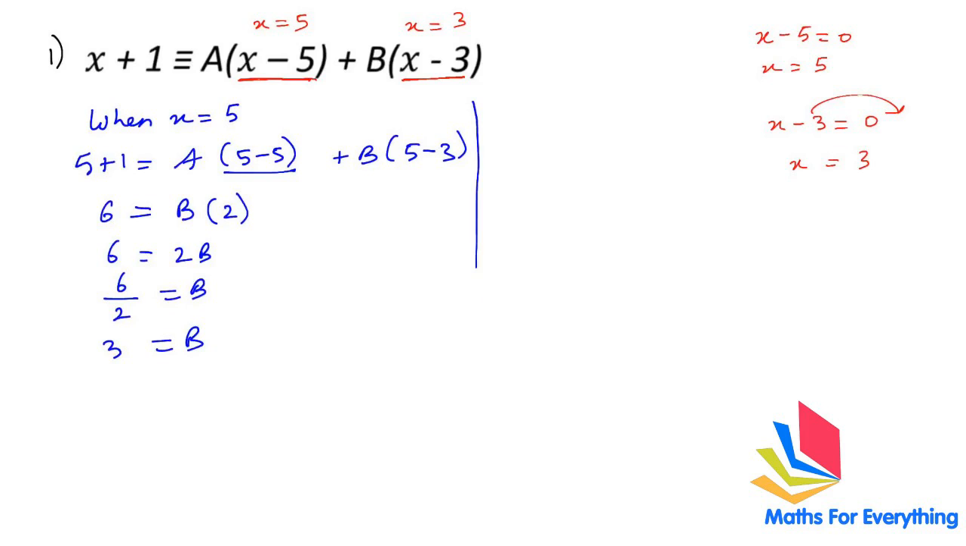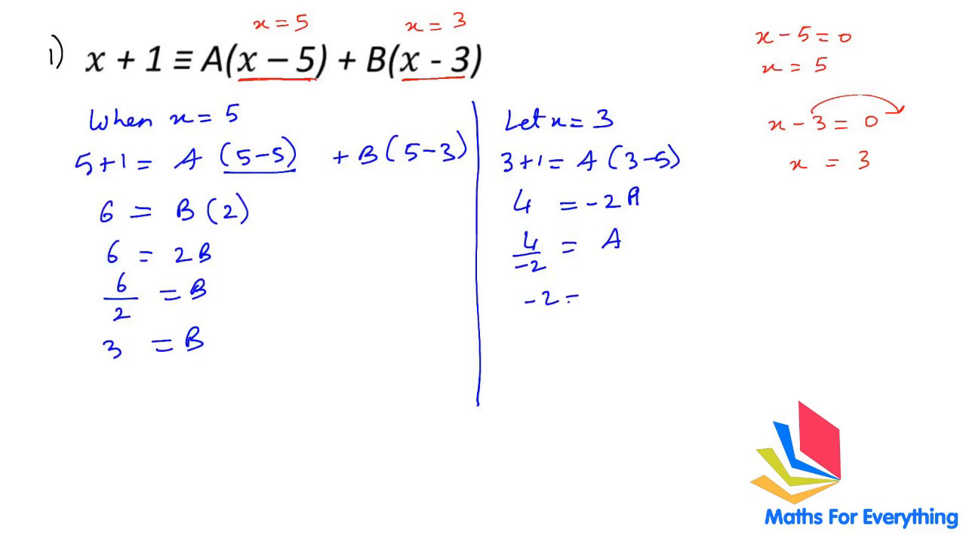Now to find A, let x equal 3. Wherever there is x, we'll substitute 3. This will be 3 plus 1 equals A(3 minus 5). When you substitute, 3 minus 3 is 0, correct? So 0 multiplied by B is 0. So B is cancelled, no need to write it here. And you will have 4 is equal to negative 2A. Divide both sides by negative 2 and you will get negative 2 is equal to A.